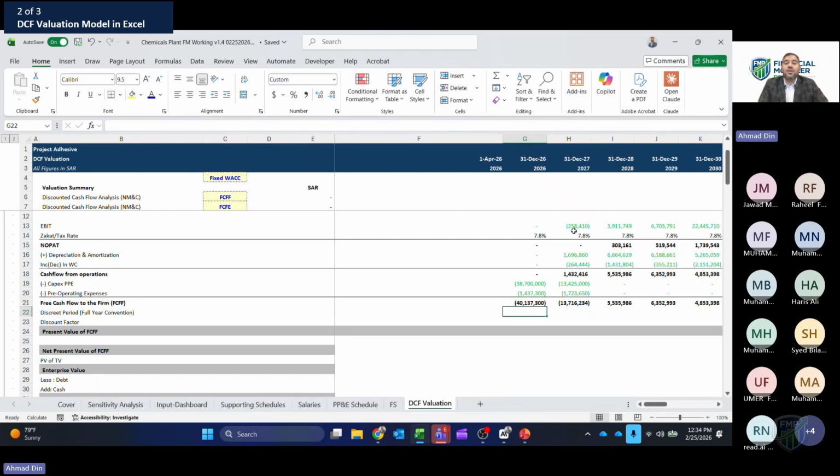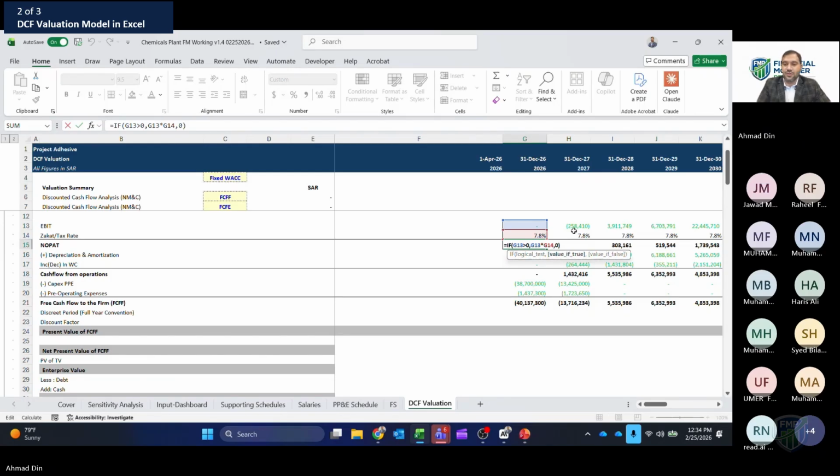Okay. So just for NOPAT, the multiplication is 1 minus. Yeah, it should be 1 minus. Right. Good catch. To 1 minus. Right.